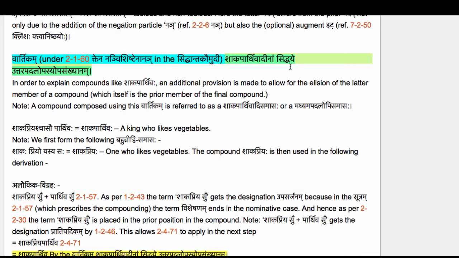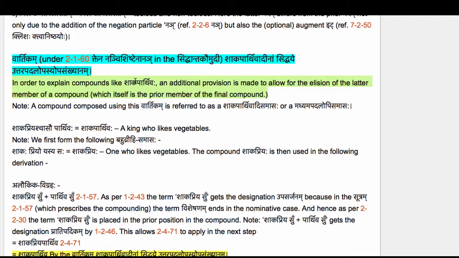Shakaparthivadinam Siddhaye, Uttarapadalopasyopasankhyanam, which means that in order to explain compounds like Shakaparthivaha, an additional provision is made to allow for the elision of the latter member of a compound, which itself is the prior member of the final compound. The final compound is Shakaparthivaha.